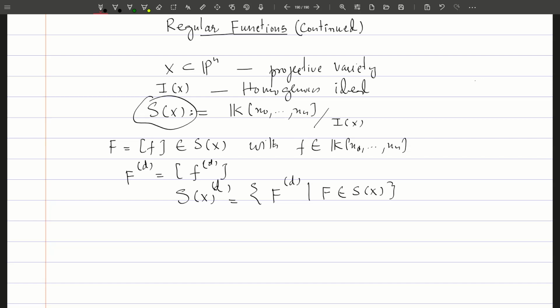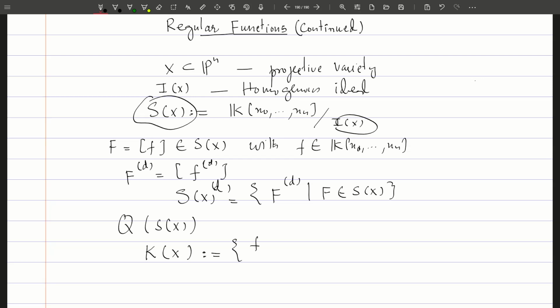Now, X being a projective variety, this I_X is a prime ideal. So S_X is an integral domain, and it makes sense to talk about the quotient field of S_X. This is called the field of rational functions on X, and it is denoted by K_X.